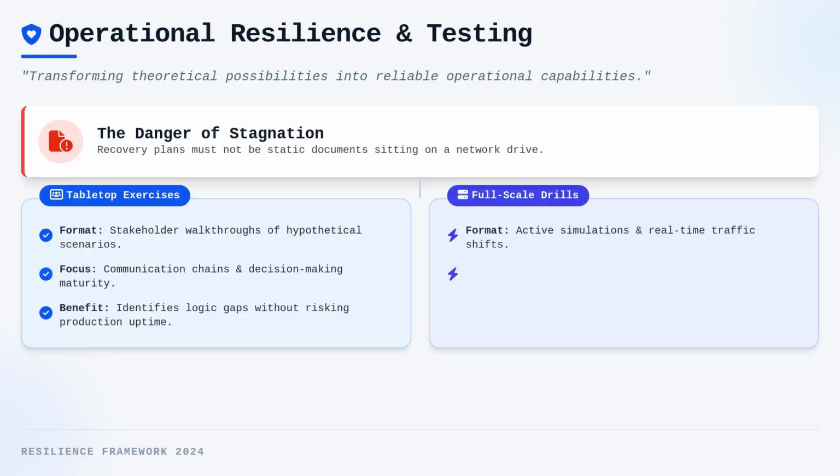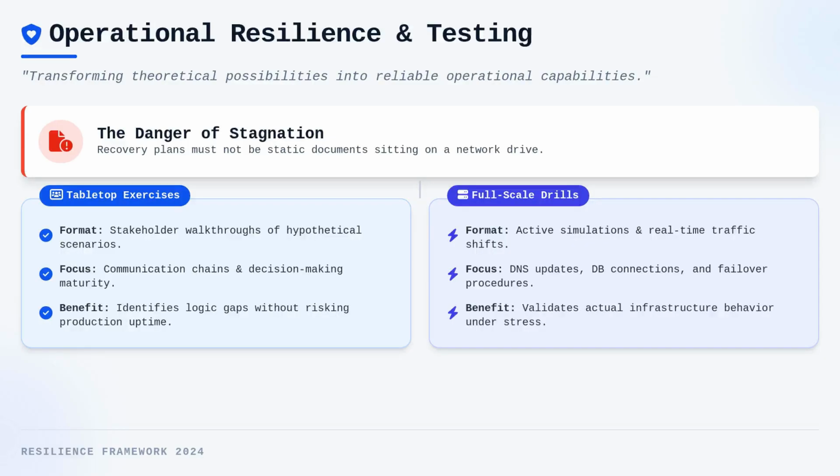Full-scale or functional drills demand an active simulation where systems are actually moved from production to a recovery environment, or where traffic is shifted to a secondary data center in real time. These drills are rigorous and require precise coordination to ensure that failover procedures, such as updating DNS records or switching application database connections, work as documented in the playbook.